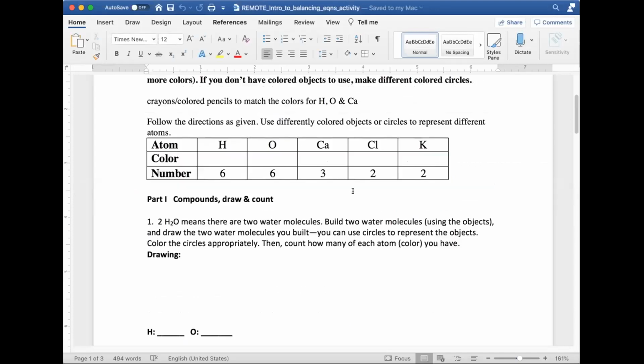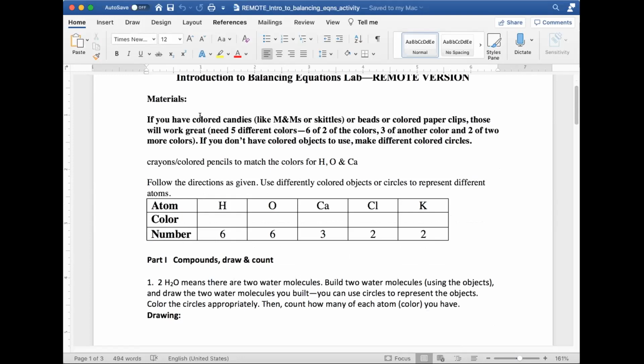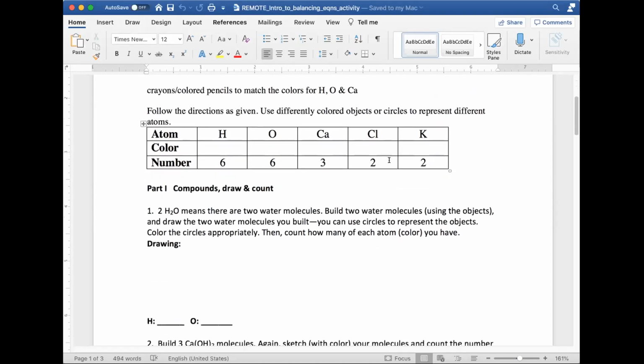All right, so whenever you open the intro to balancing equations, I'll say this again. If you have colored candies, M&Ms, Skittles, beads, or colored paper clips, that's all right. But if you don't, totally okay. You ought to have some crayons or colored pencils or something else. You can just assign a color to each of these different elements. You can be like, hydrogen, make it red, oxygen, orange, calcium, blue, chlorine, green, potassium, purple. It doesn't really make any difference.